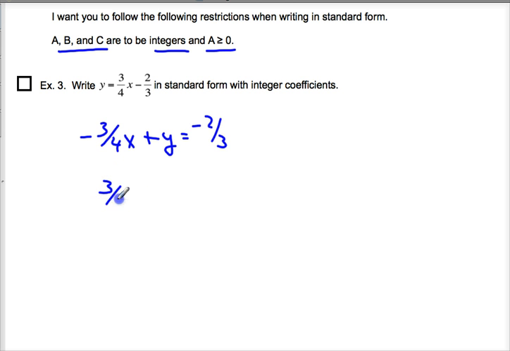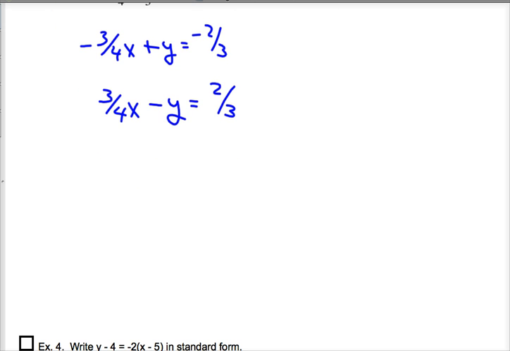Instead of having a negative front, I want it to be positive. Well, if I change the first term to a positive, then I have to change all the other terms. So y turns into negative y, negative 2/3 turns into 2/3. Now my final big move here is to get rid of the fractions, because I want integer coefficients, and 3/4 is not an integer. The way I would suggest doing that is to multiply each and every term by the least common denominator. Now the denominators are 4 and 3. What's a common multiple of 4 and 3? 12. So we're going to take and multiply everything by 12.